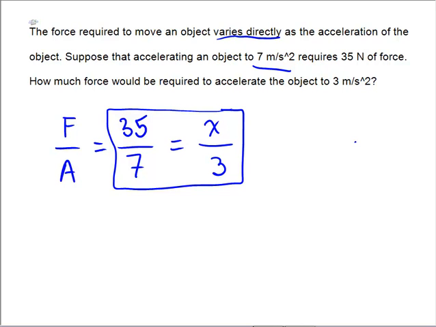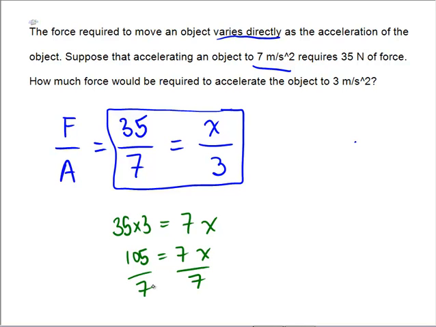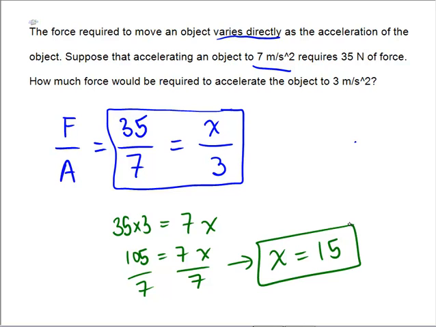So I'll use cross multiplication here and say 35 times 3 equals 7 times the variable x. 35 times 3 is 105, and so when we divide both sides by 7, we end up getting that x equals 15, because 105 divided by 7 is 15. So the answer to this problem is that it would take 15 newtons of force.